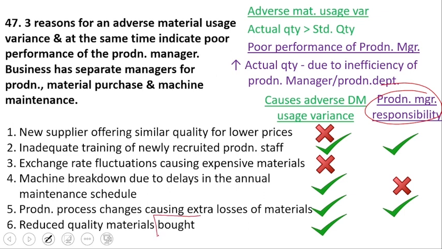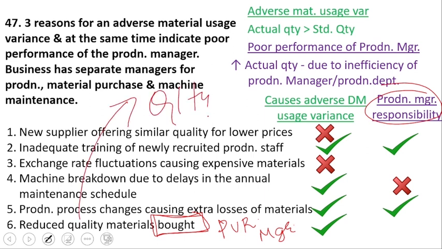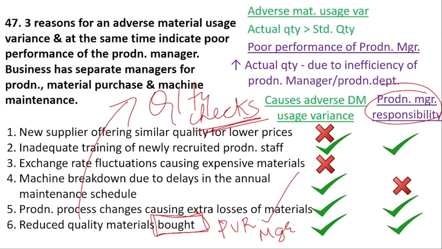Strictly speaking, anything purchased is the responsibility of the purchase manager. There is a small reason for blaming the production manager because he has to do the quality checks for the raw materials. So the primary responsibility is definitely of the purchase manager, and a subsidiary responsibility could be attached to the production manager as well. So we will place a tick mark against the production manager's responsibility as well.